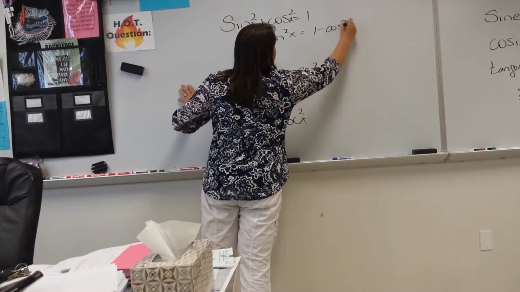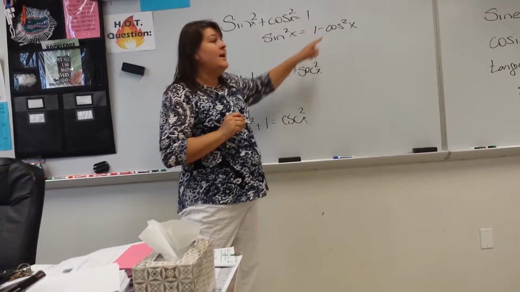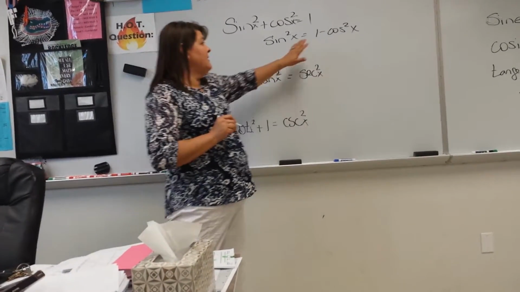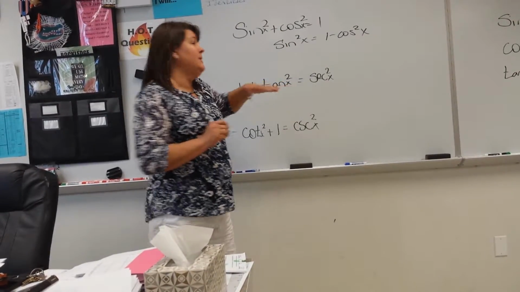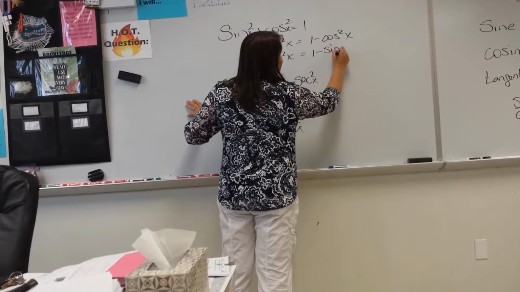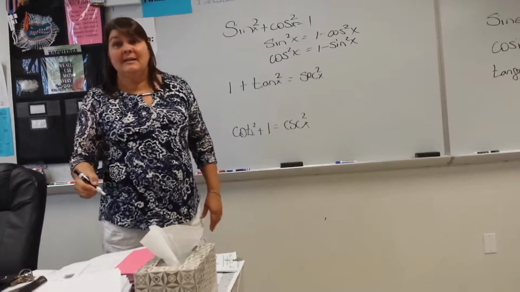1 minus cosine squared. So people go, huh? What happens is if I subtract that over, I have to be able to recognize that 1 minus cosine squared is sine squared, or vice versa, 1 minus sine squared is cosine squared. You're going to see that a lot.